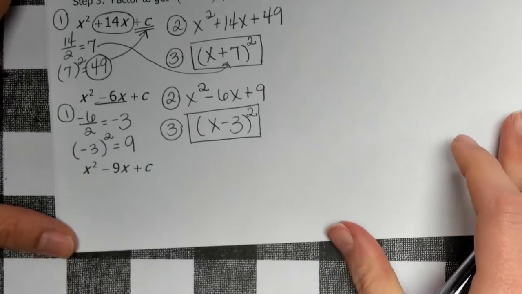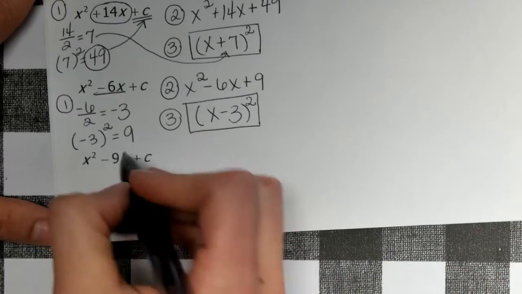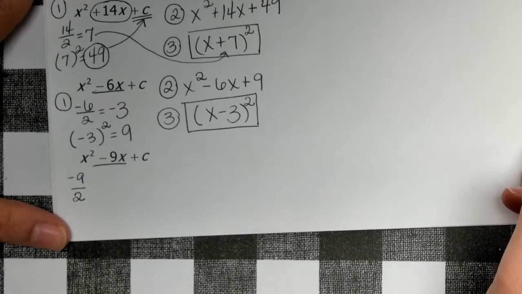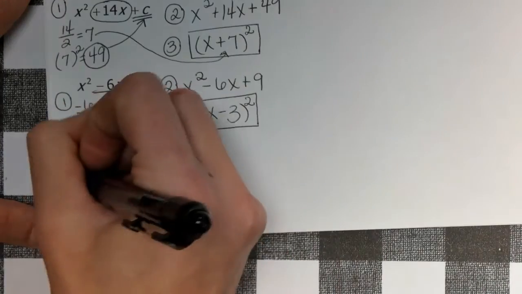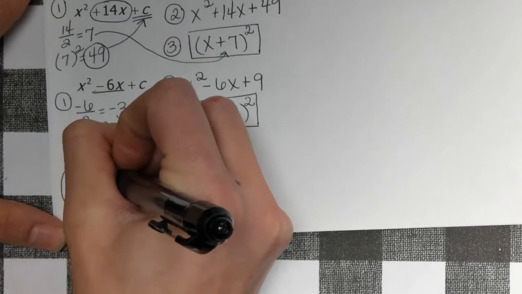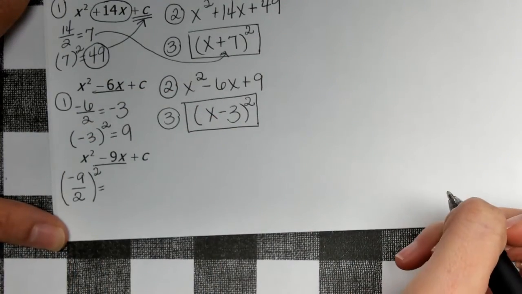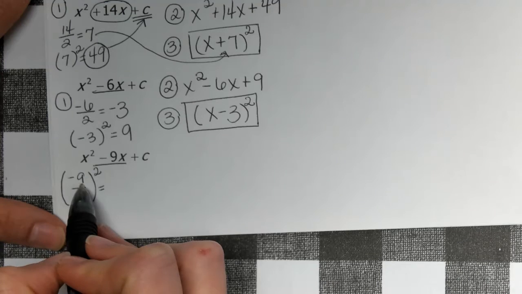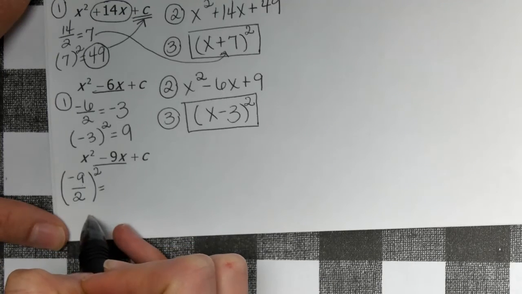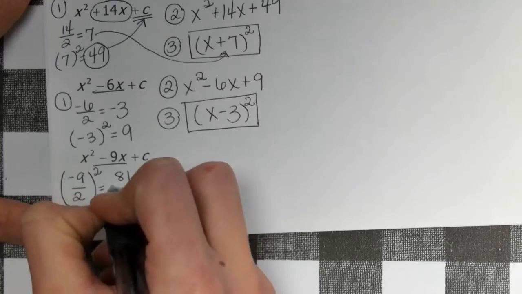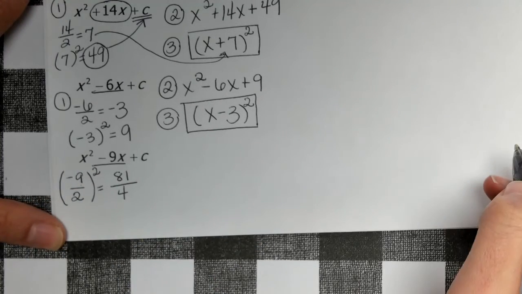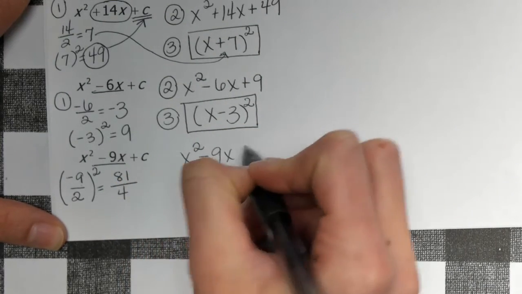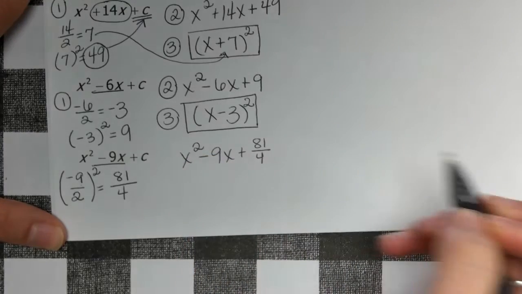Okay. Now what about if I have x squared minus 9x plus c? When I take an odd number and divide it by 2, it's going to say a fraction. Yeah. Okay, so I'm going to take negative 9 halves and I'm going to square it. You can either type that in your calculator, or when you square a fraction, all you're doing is taking the numerator, squaring it, taking the denominator, squaring it. So negative 9 squared is 81, and 2 squared is 4. So my trinomial is x squared minus 9x plus 81 over 4.